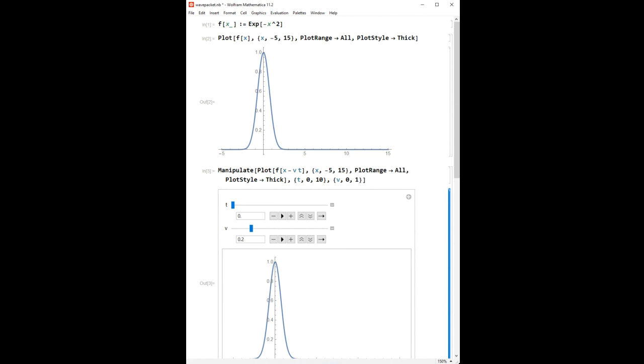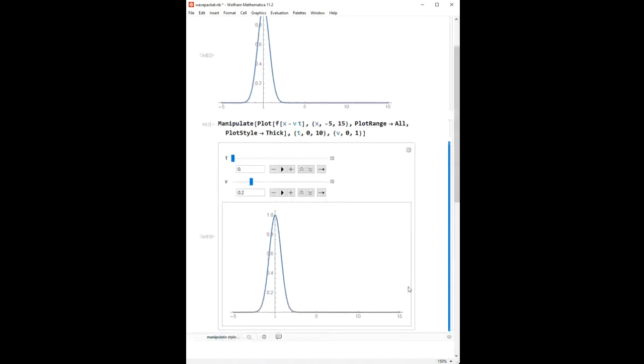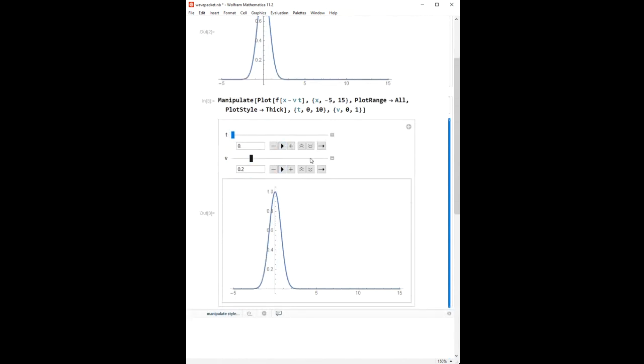So my input function is exp, the base of the natural log, e to the minus x squared. I just plotted that shape, and you can see it's that lumpy thing right there, this bell curve. A Gaussian is the name of that. Then down below, I'm plotting that same shape, but instead of just x, I'm doing x minus vt. So here's what happens if we start to let time pass. It moves along off to the right.